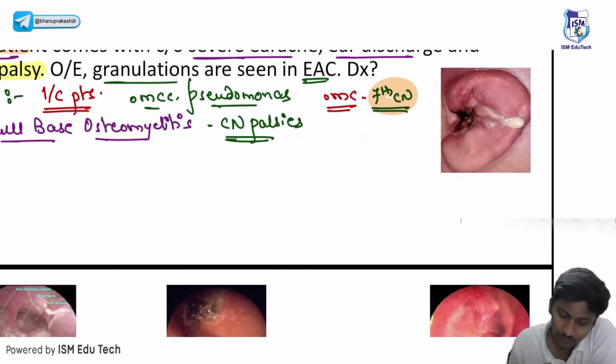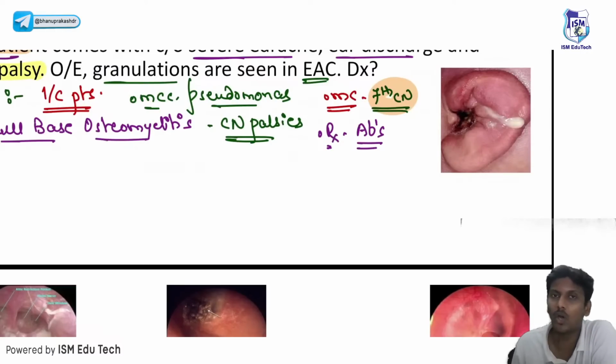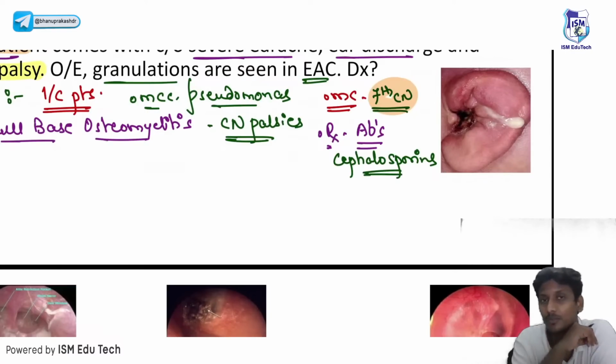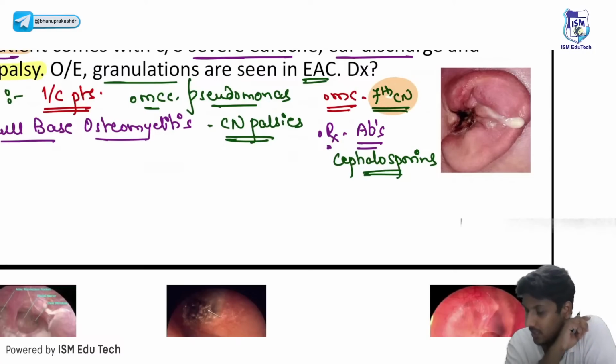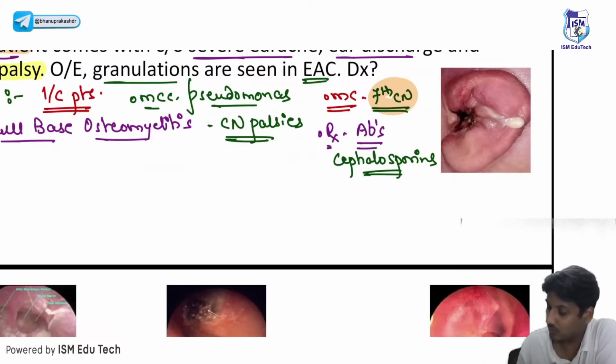For treatment, we need to give antibiotics to the patient. A broad spectrum antibiotic is needed because not all antibiotics are effective against Pseudomonas. So we only need specific antibiotics. Here we will give 3rd generation cephalosporins, like ceftriaxone, or a fluoroquinolone like ciprofloxacin. Ciprofloxacin is the oral drug. But usually this patient needs long-term antibiotic therapy, usually for 6 to 7 weeks or till the infection resolves. So that is how you need to remember that.